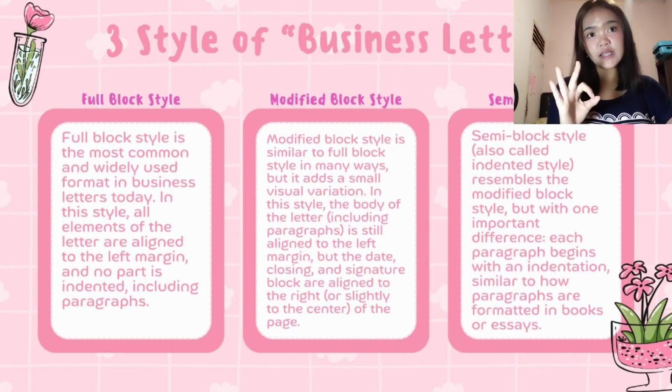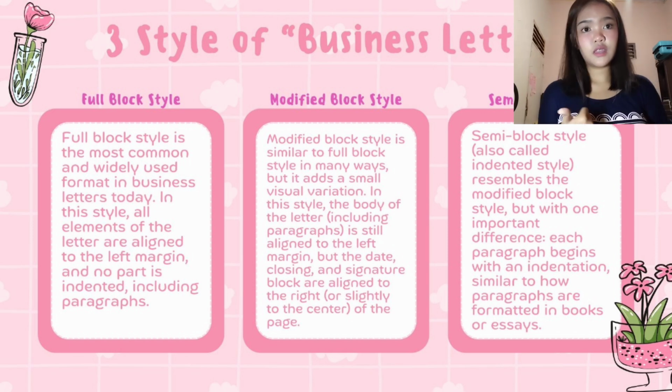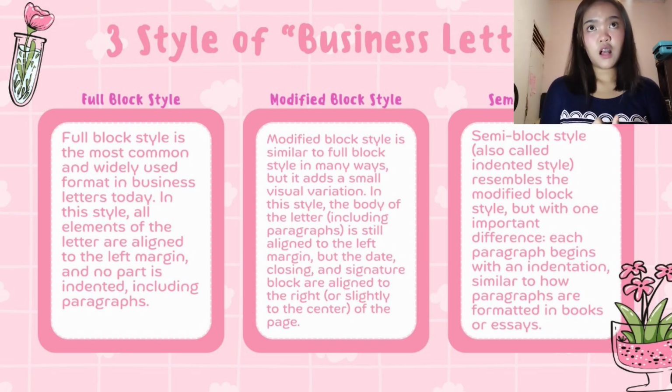There are 3 styles of business letter. The first one is full block style. Full block style is the most common and widely used format in business letters today. In this style, all the elements of the letter are aligned to the left margin and no part is indented, including paragraphs. The second one is modified block style.